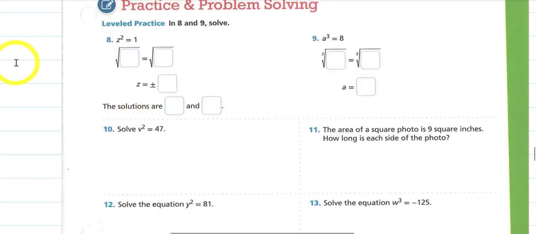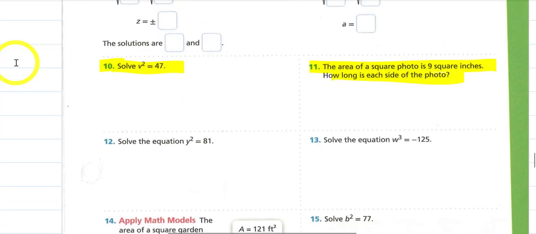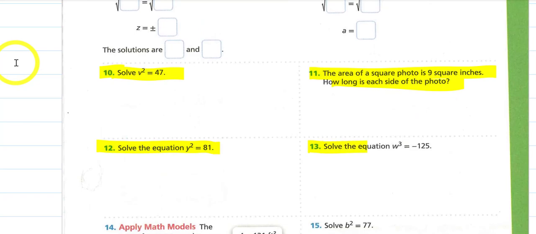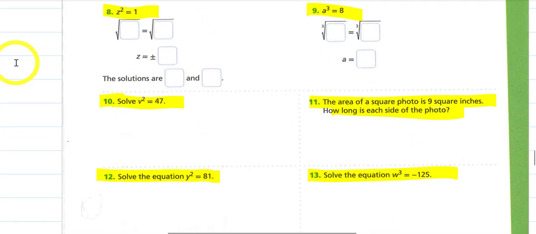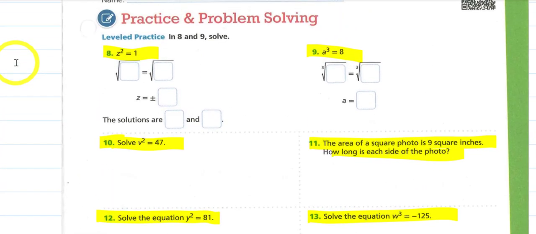All right, so now I'd like for you to try 8, 9, 10, 11. We're going to do 12 and 13. So please make sure you're pausing in between each one. You try it first, and then come back to the video to check to see if you're getting this right. Once you know you're getting this right, you're ready to begin the practice problems that are similar to these.